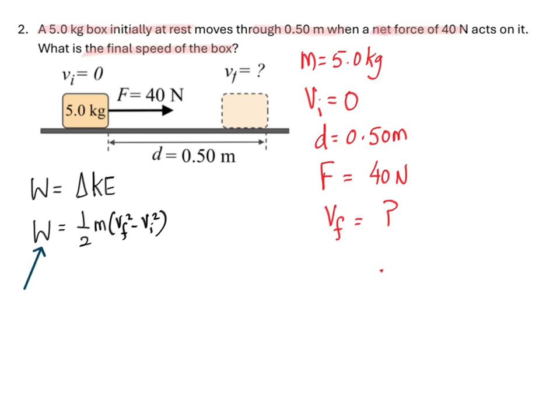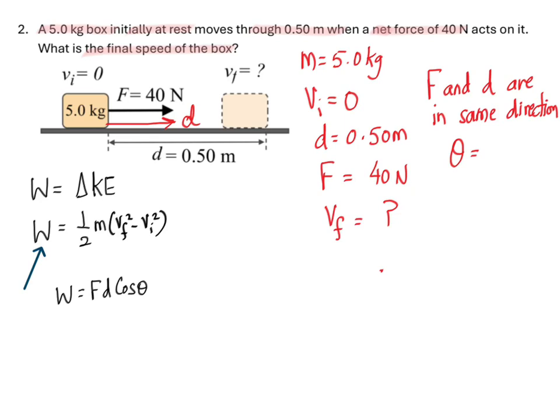But if you see, we don't have the work done again. That means we have to again go back to our first formula, which is Fd cosine theta, because we want to calculate what's the work done. So for finding the work done, we have the force and the distance, but the angle is missing. So if you look at the diagram, the force is towards the right and the displacement or the distance with which the box is moved is also towards the right. That means the angle will be equal to 0 because force and displacement both are in the same direction.